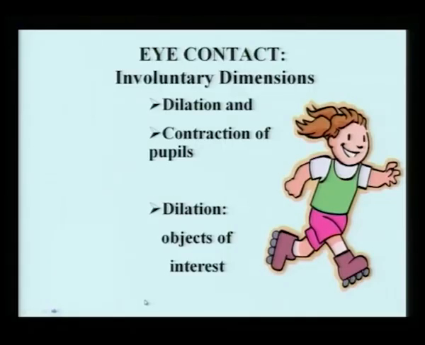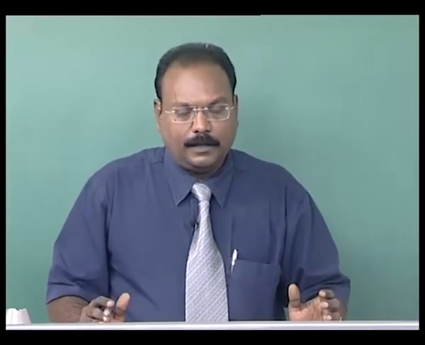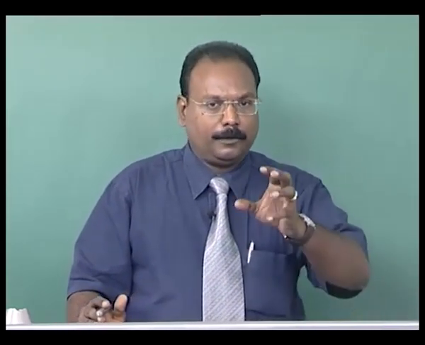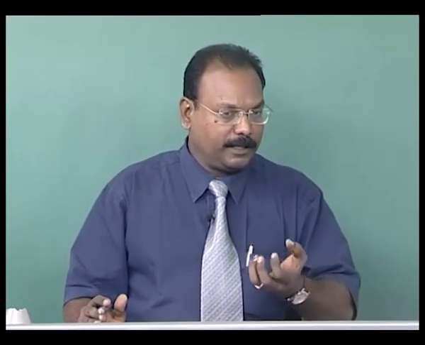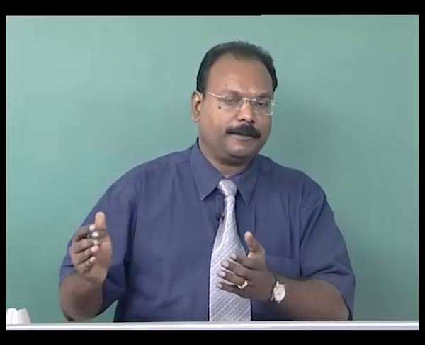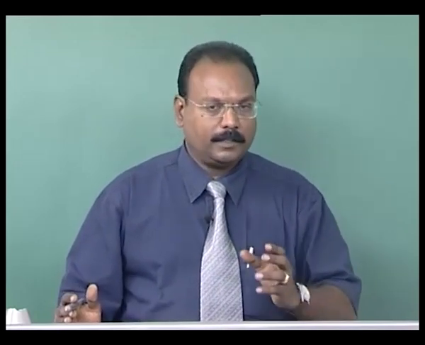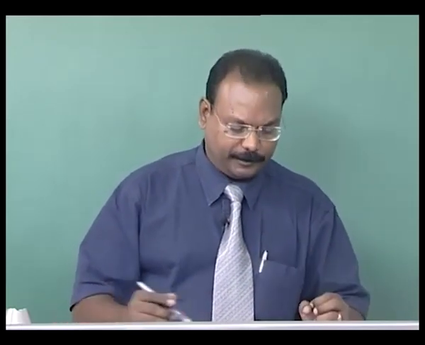Now when does the pupil dilate? When we look at objects of interest. It can be anything. It can be a simple object that is desirable, it can be a food item, it can be an object that we want to purchase, or it can be, for a man, a very attractive girl. When the person looks at the other one, immediately there is dilation.